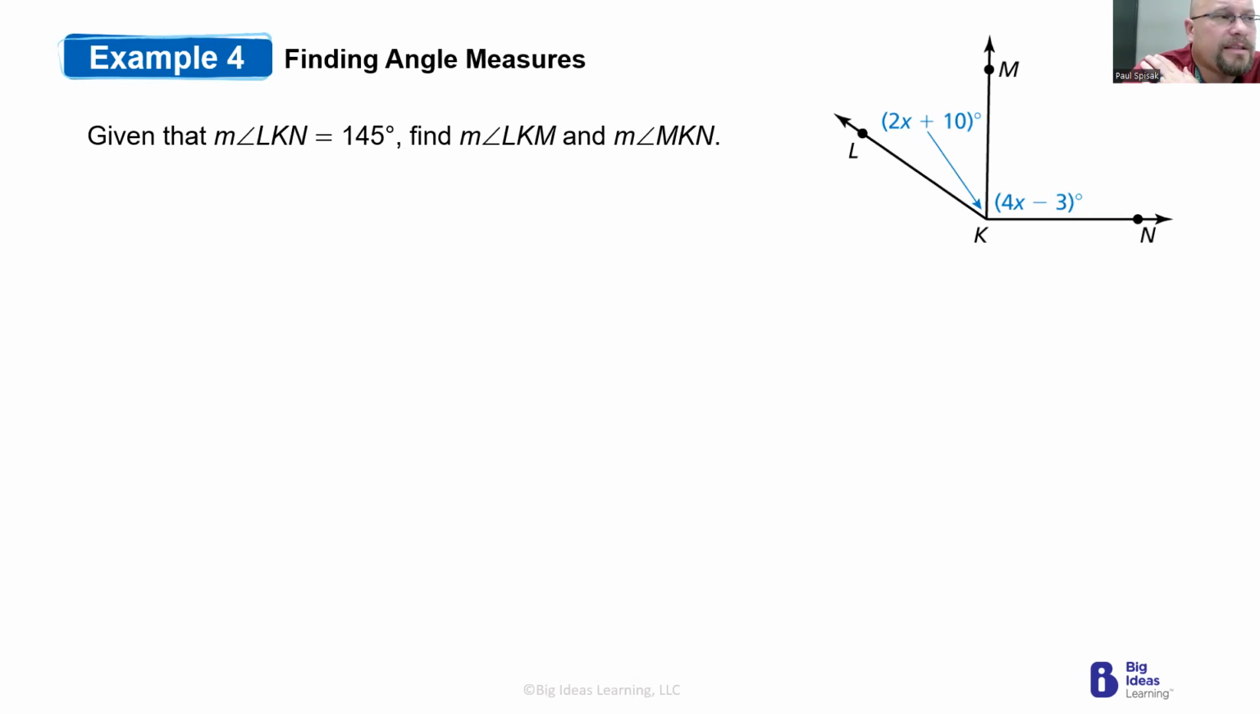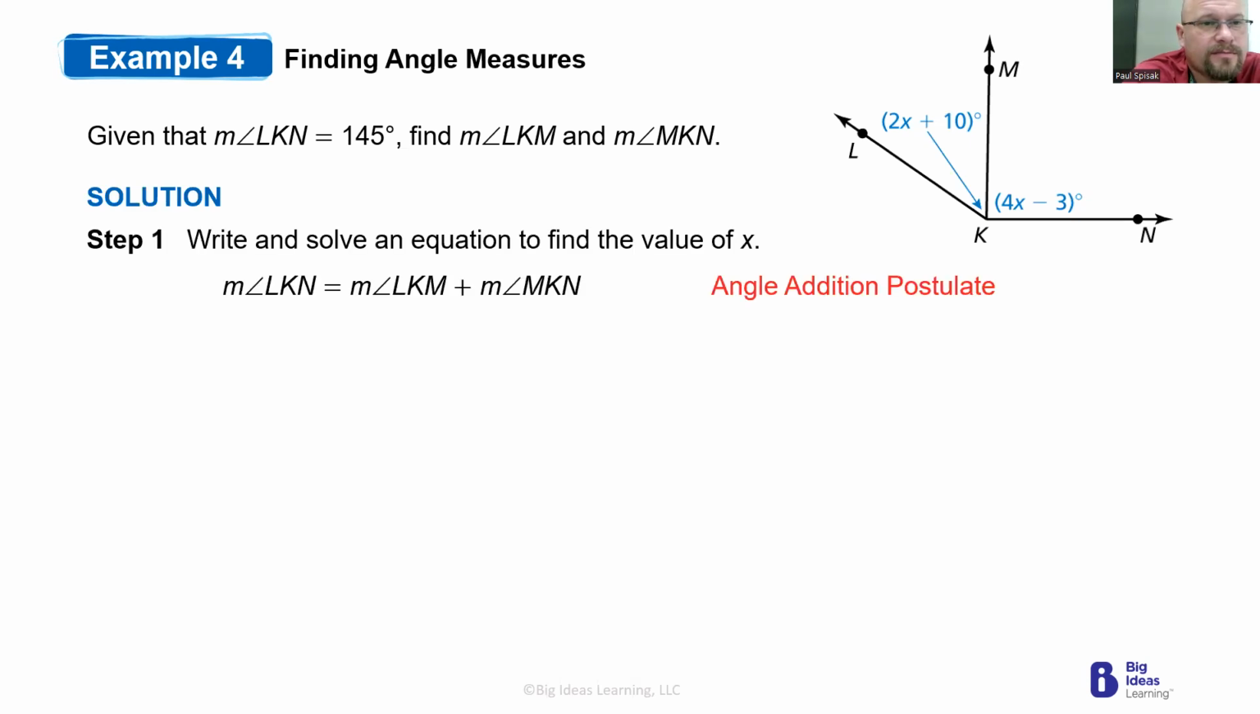Now, on this example, given that the measure of LKN is 145, find the measure of LKM and measure of MKN. So now for this one, we were told that LKN, so that's the entire angle, is 145. So we're going to write ourselves an equation. We have the two smaller angles add together, gives us the big angle. We know that that big angle is 145. And then we know that the smaller angles can be represented with those expressions of 2x plus 10 and 4x minus 3.